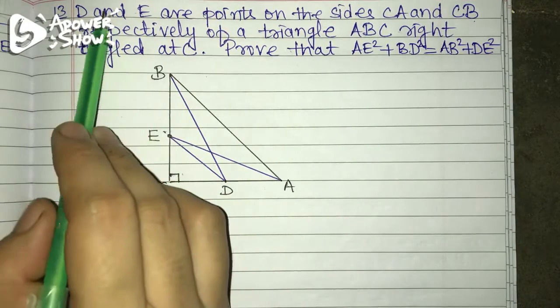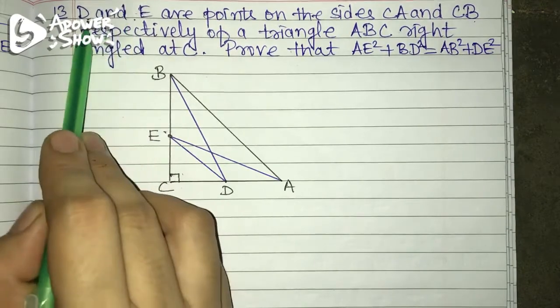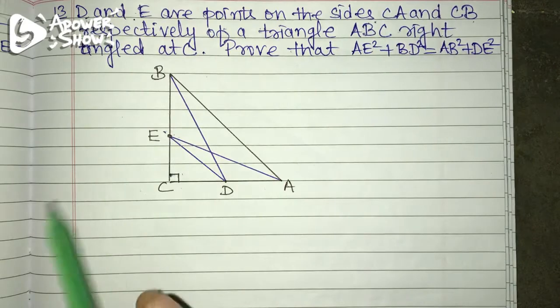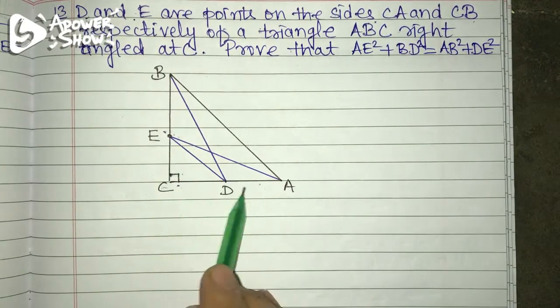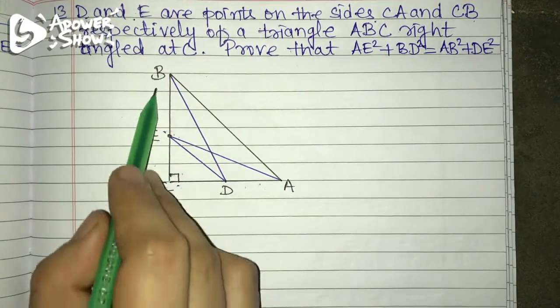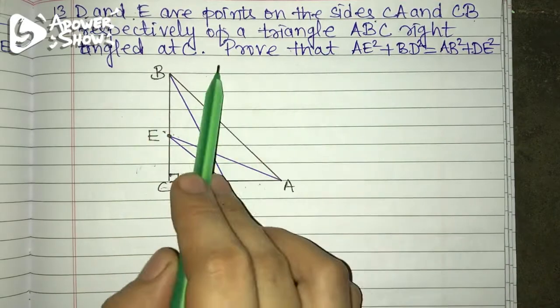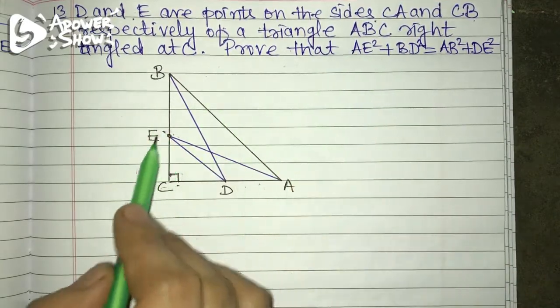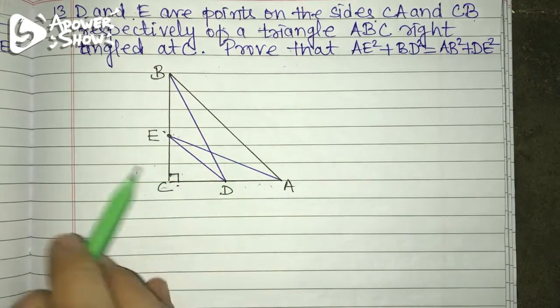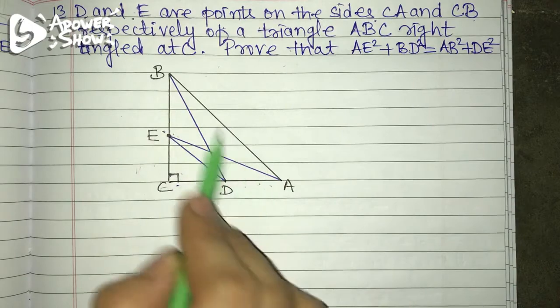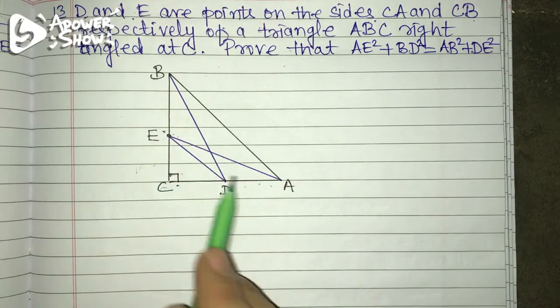Then we have D and E. D and E, they are points on side CA and CB respectively. So D is a point on side CA and E is a point on side CB. And we want to prove that AE square plus BD square equals to AB square plus DE square.